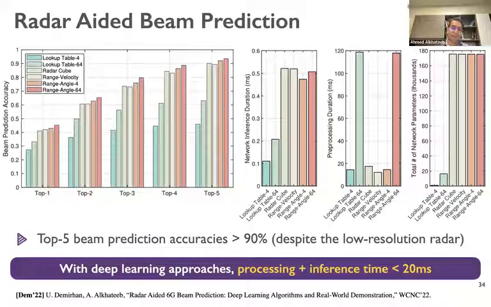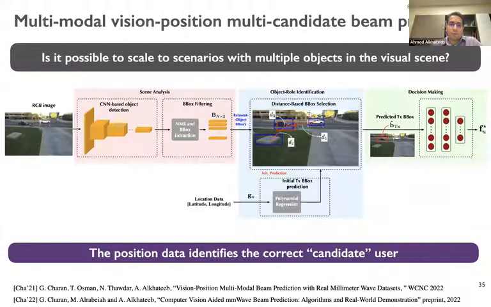And then here we have more relaxed constraints on the processing and inference time. So probably 20 milliseconds could be useful and couldn't be a big problem for that object.